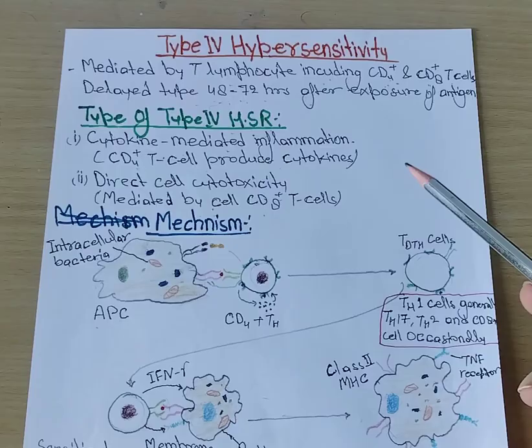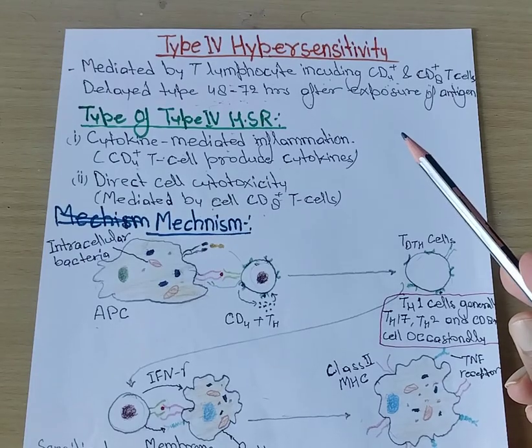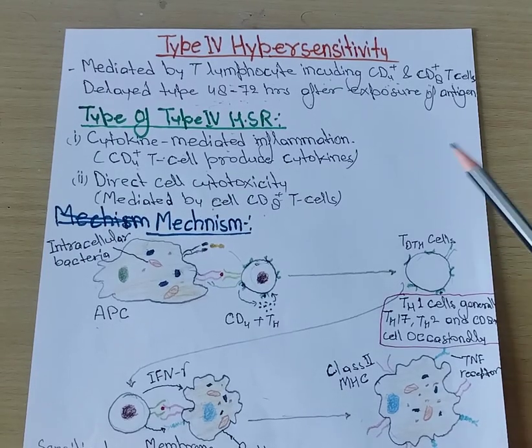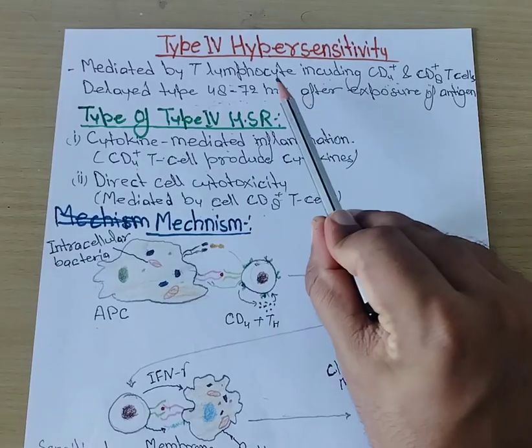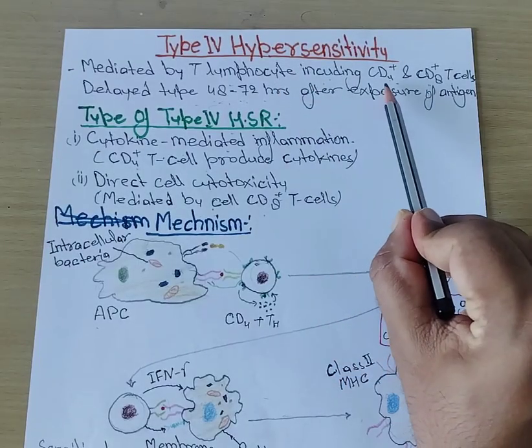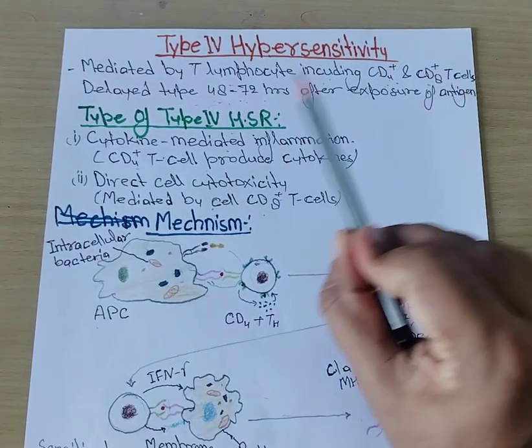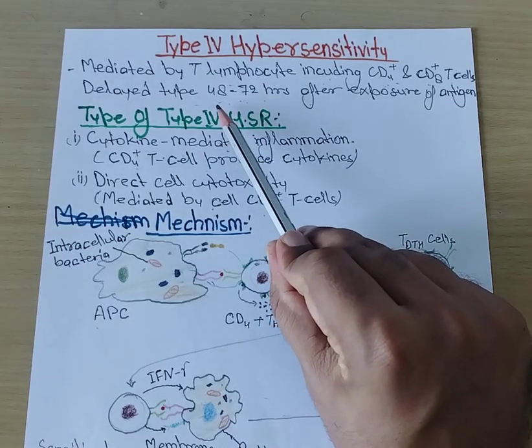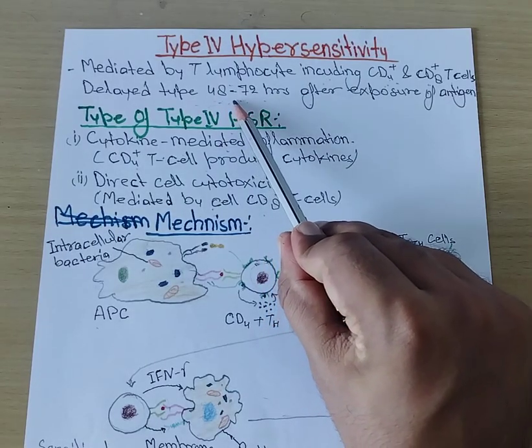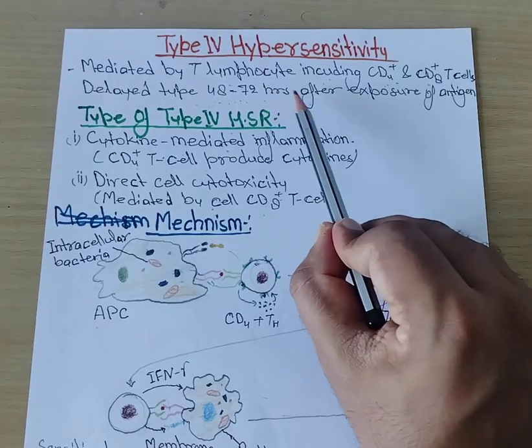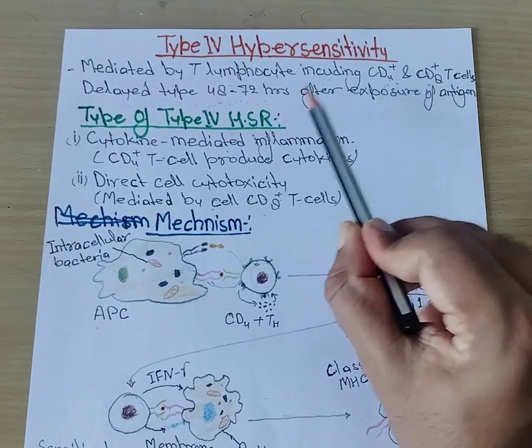Today we will learn about type 4 hypersensitivity reaction. Type 4 hypersensitivity reaction is mediated by T lymphocytes, including CD4 and CD8 T cells. It is an example of delayed type hypersensitivity, which takes place 48 to 72 hours after exposure to the antigen.